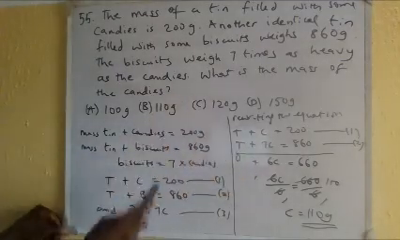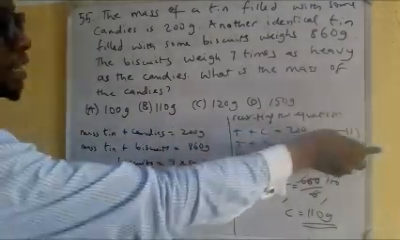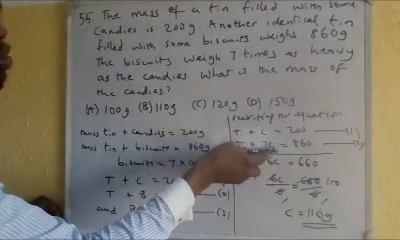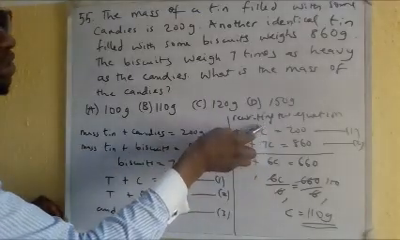So I now say subtract 1 from 2. I now rule the line like this. So I'm going to be subtracting this one from this one. That means this one will be on top. So T minus T is 0. 7C minus C is 6C.